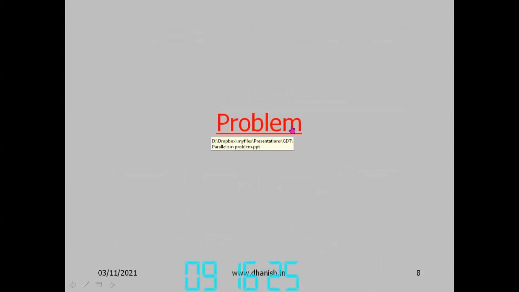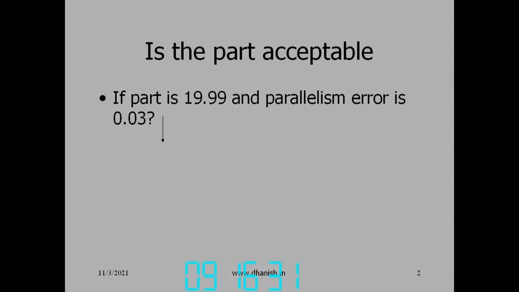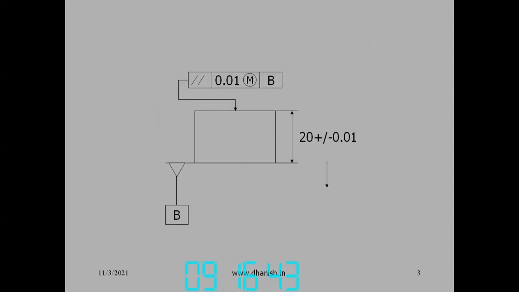Okay, there's a small problem on this maximum material condition. Maximum material condition can be applied to other tolerances also. For example, we can apply the maximum material condition to a parallelism tolerance. Is the part acceptable if the part is 19.99 and parallelism error is 0.03? This is the drawing. The size is 20 plus minus 0.01 and the parallelism tolerance is 0.01 at maximum material condition. What does that mean? When is the part at maximum material condition? When the part is the biggest. So 20 plus minus 0.01, maximum material condition is 20.01.